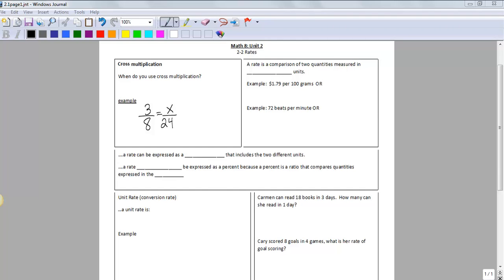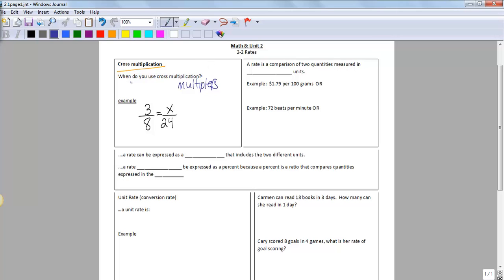Okay, welcome to your next lesson on rates. So, a couple of things I want to talk about first. The first is called cross multiplication. The last day we talked about things called multipliers. This is another strategy to figure out how to make equivalent fractions that might come in handy here.